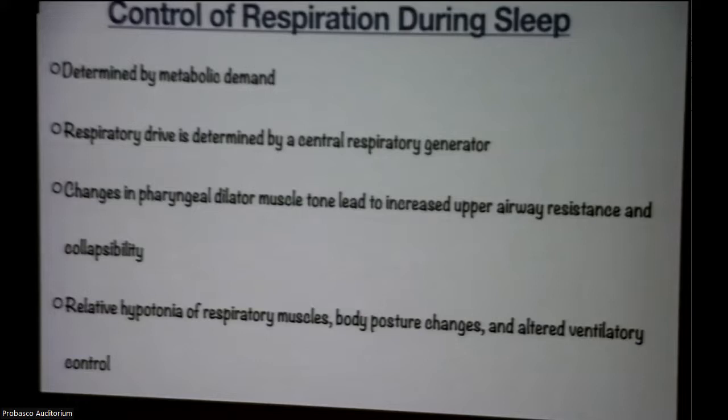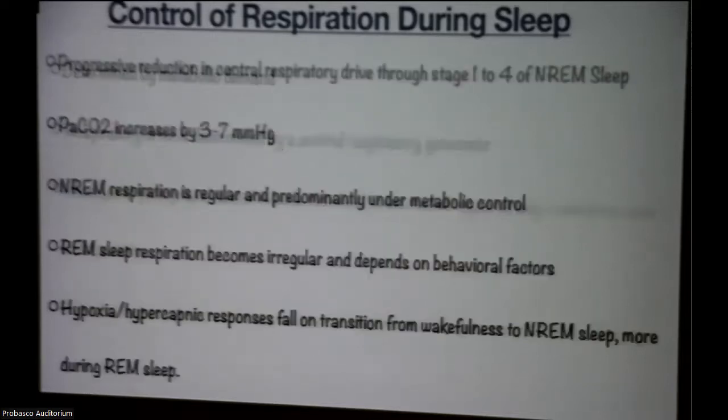There is alteration of the ventilatory control. We don't have the voluntary influence from the cortex, which we have while we are awake. During respiration, we can hold our breath during the day. We can breathe more rapidly. We can breathe deep. We can't do those things consciously while we are asleep, of course. We are going to see a progressive reduction as we progress through deeper stages of sleep.